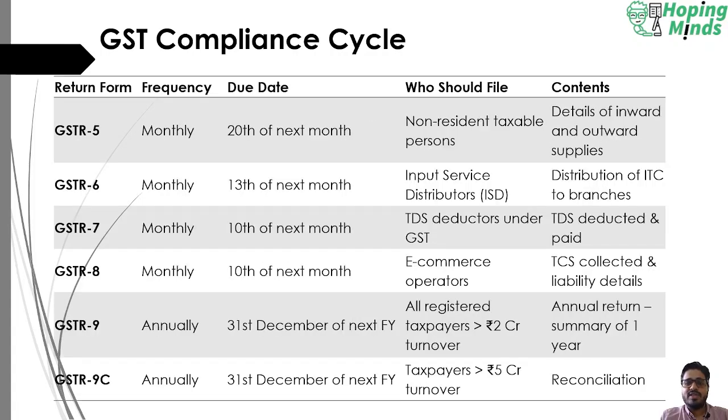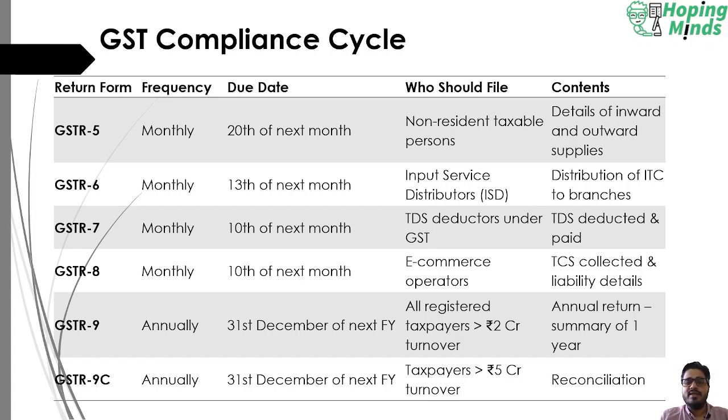So next is GSTR 5. GSTR 5 is required to be filed by NRTPs. NRTP implies non-resident taxable person. Any non-resident carrying on a business in India must file GSTR 5 declaring the details of their inward and outward supplies. The due date being 20th of the next month.